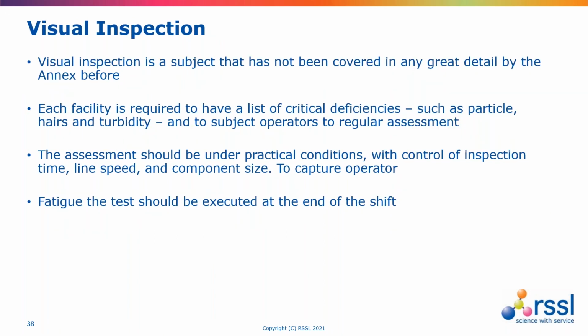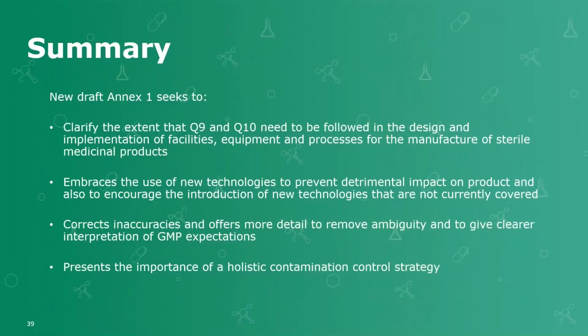Visual inspection is a concept that hasn't been covered in the annex in any great detail. It's clarified here that 100% visual inspection is expected on all products, undertaken by staff who know what they are looking for and who themselves are subject to regular tests for eyesight, for looking for particles, hairs and turbidity and so on. So that's a rapid run through some of the aspects of Annex 1.